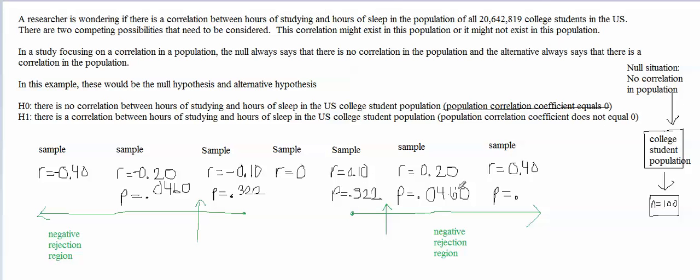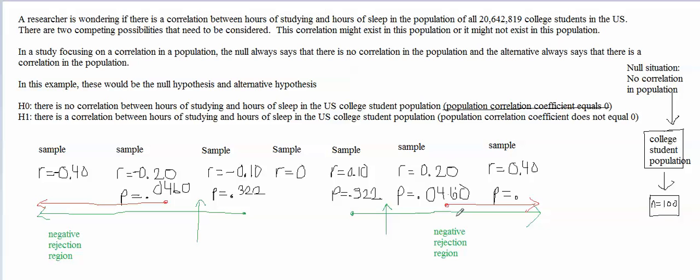Now, what does this p-value mean? It means that if we take a sample from a population with no correlation inside of it, we have a 0.046 chance of reaching one of these two areas. Which is a smaller chance.